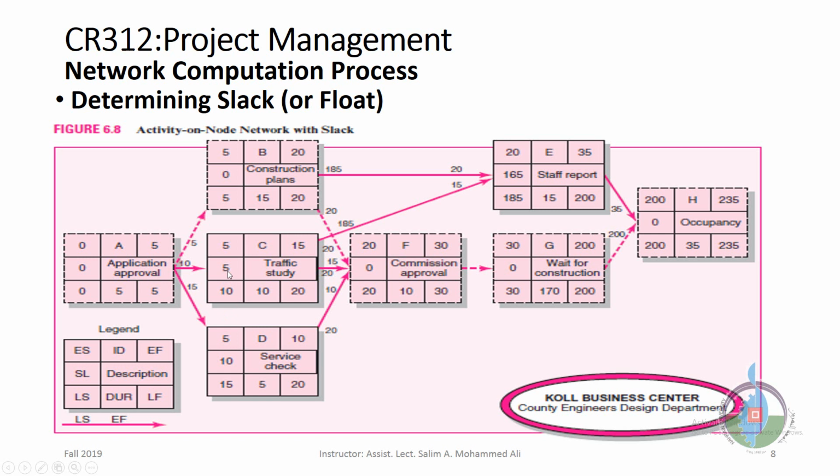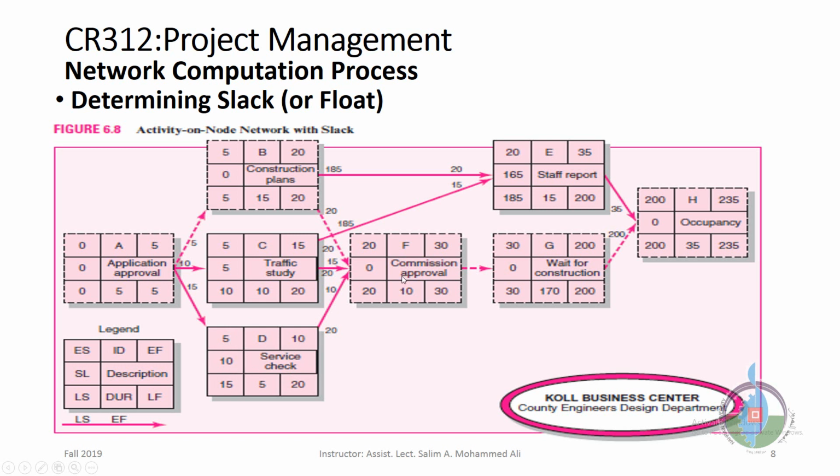So the number one activity here that has highest priority is B. Why? Because it has a slack of 0. We don't have any time to lose while doing B. This is important. What's the slack time for D? 15 minus 5 is 10. 20 minus 10 is 10. So we have 10 days slack here.